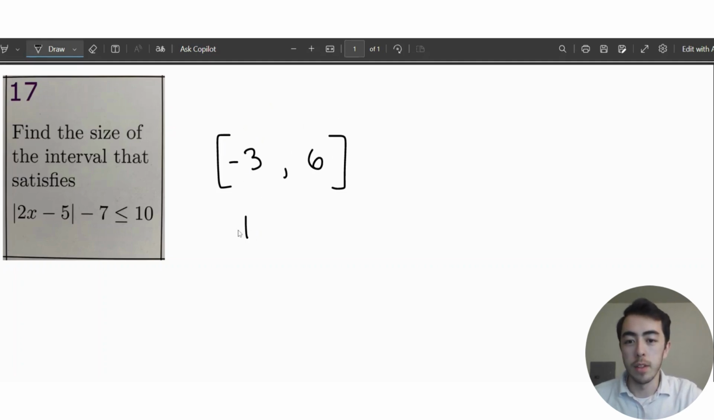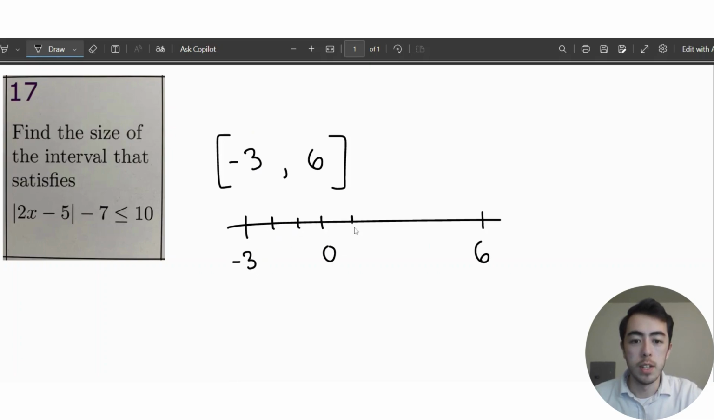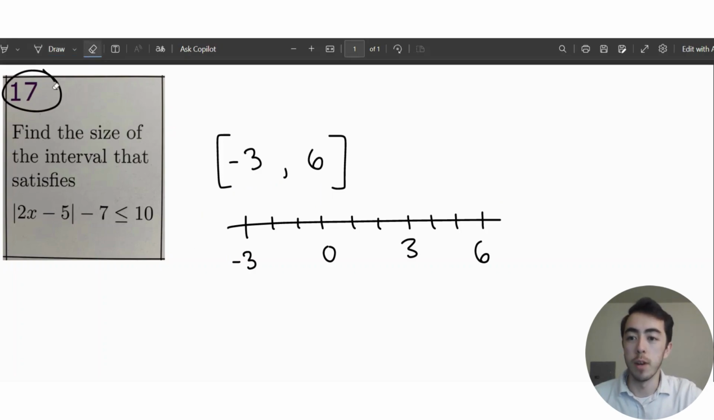You could think about this on a number line. If I have 6 and -3, I would need to count up 9 times to get to 6. So ultimately, when I figure out an interval that makes sense for this problem, I'm hoping to see that these two numbers, the lower one and the upper one, are 17 apart.